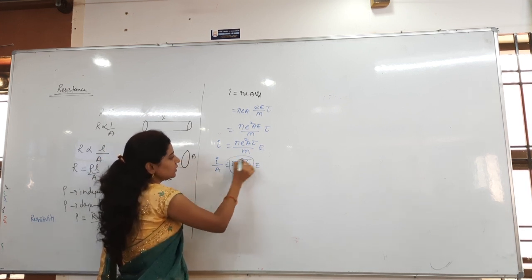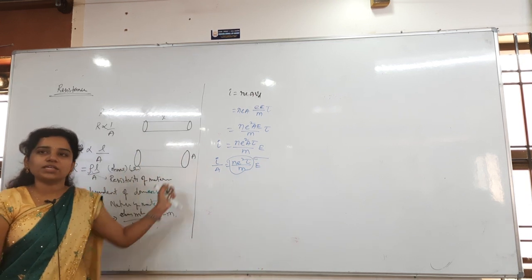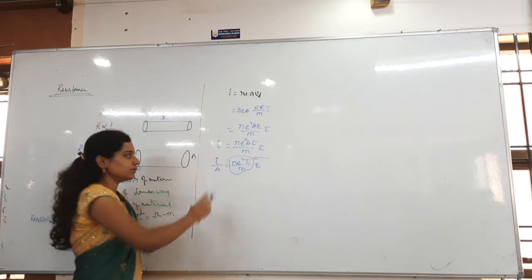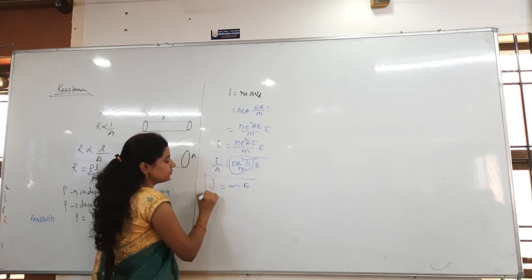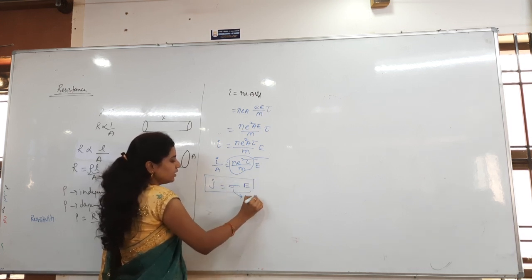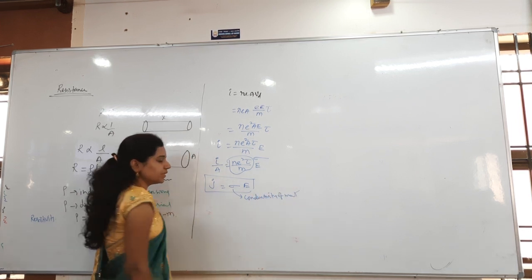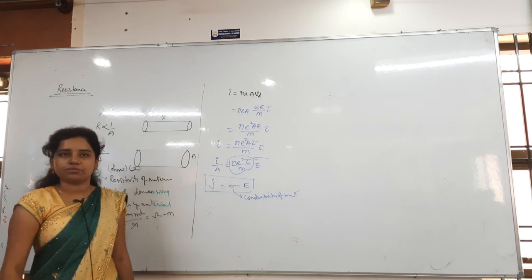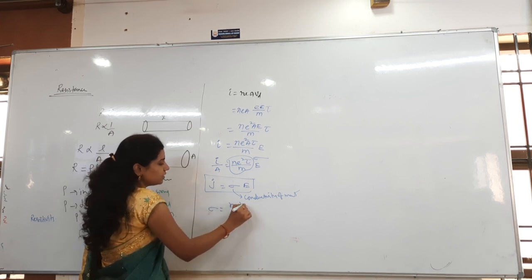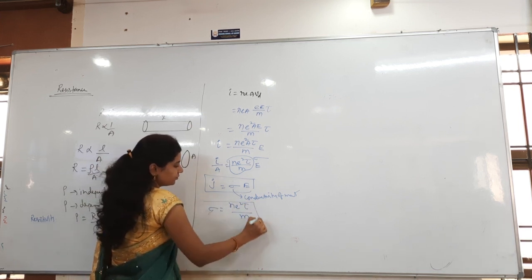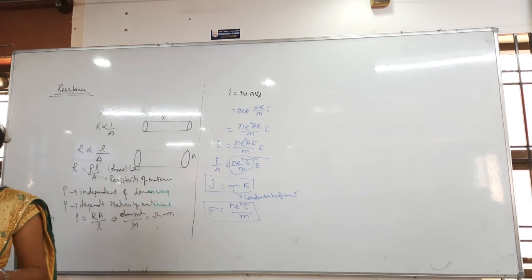Whatever multiplies E here is known as the conductivity. Sigma is the conductivity and rho is the resistivity. So I by A is known as J, the current density, and that will be sigma into E. This sigma is the conductivity of the material, and it depends on the nature of the material only. Sigma is equal to ne square tau by m. That is the value of the conductivity of the material. Clear?